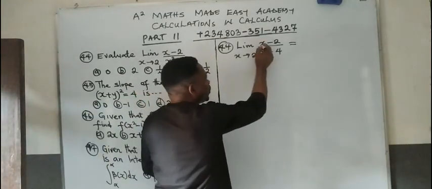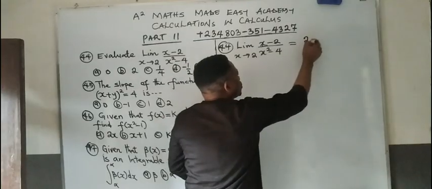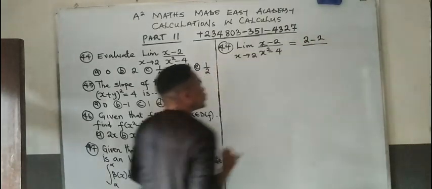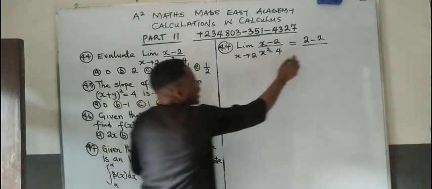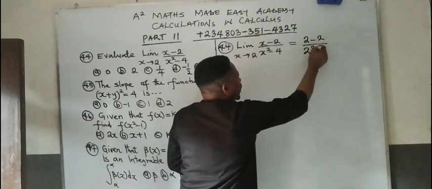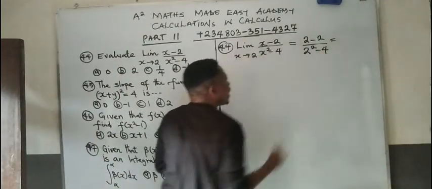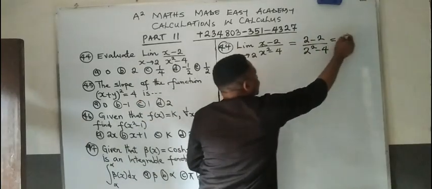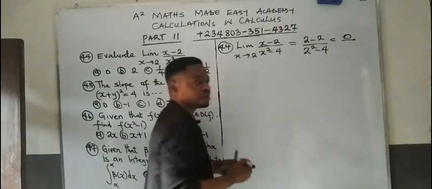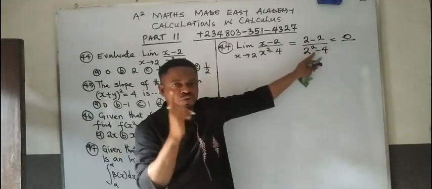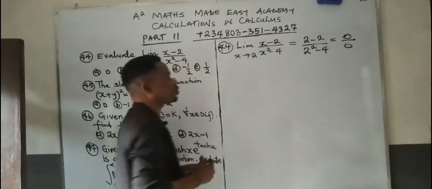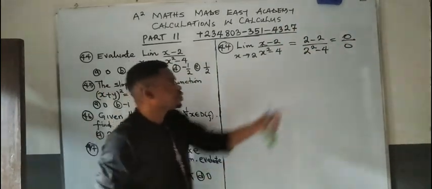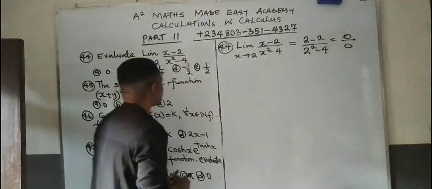So here we go. This is x is 2, minus 2. Are you with me? After that we move to the denominator. This is x is 2, squared, minus 4. Can you now see that 2 minus 2 will give you 0 all over, then watch. What is 2 squared? 2 squared is 4, and 4 minus 4, the answer is 0. So it is 0 over 0.